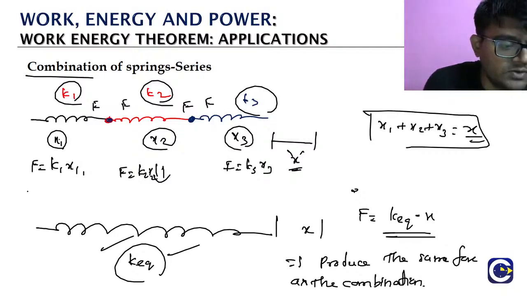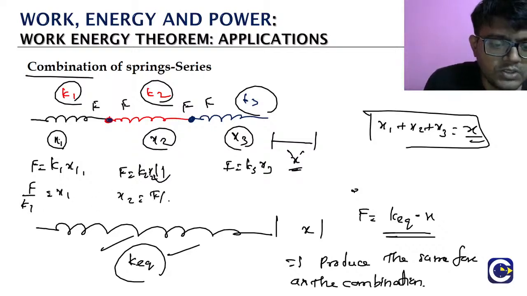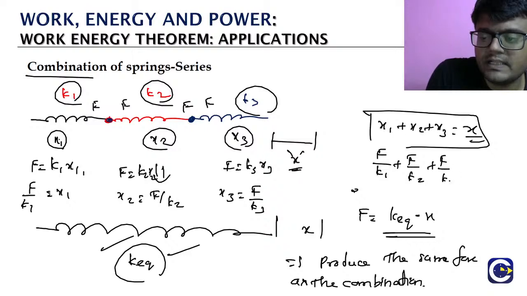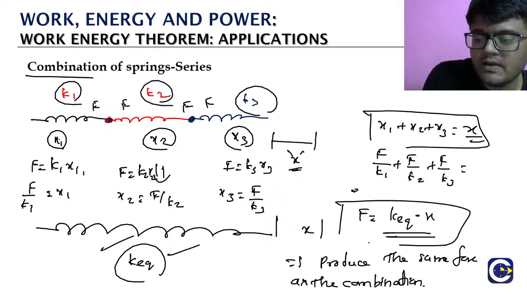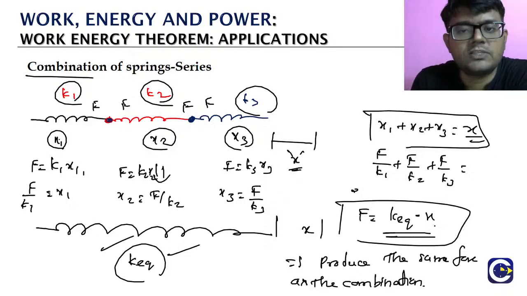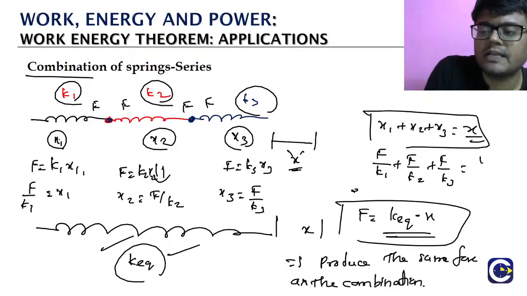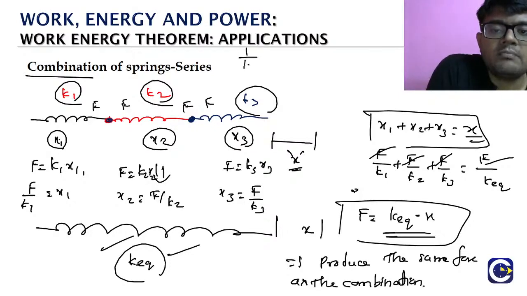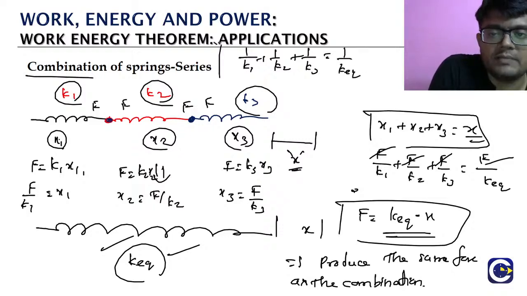x1 is F by k1, x2 is F by k2, and x3 is F by k3. Add all three: F by k1 plus F by k2 plus F by k3 is equal to x, and from the equivalent spring, x is F by k equivalent. We can cancel F on both sides, and we get 1 by k1 plus 1 by k2 plus 1 by k3 is equal to 1 by k equivalent.